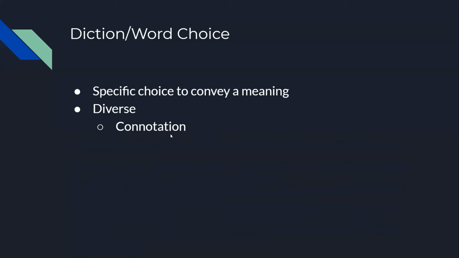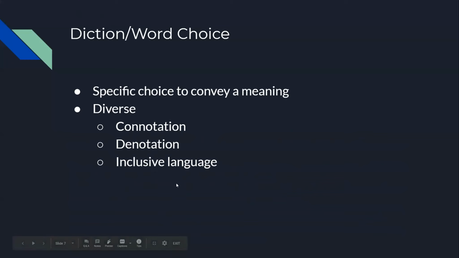These include connotation, which is the implicit meaning of a word, denotation, the dictionary definition of a word, and inclusive language, among many other types. I wanted to highlight inclusive language because it is something that I tend to use a lot, because it's very easy to find and easier to analyze.